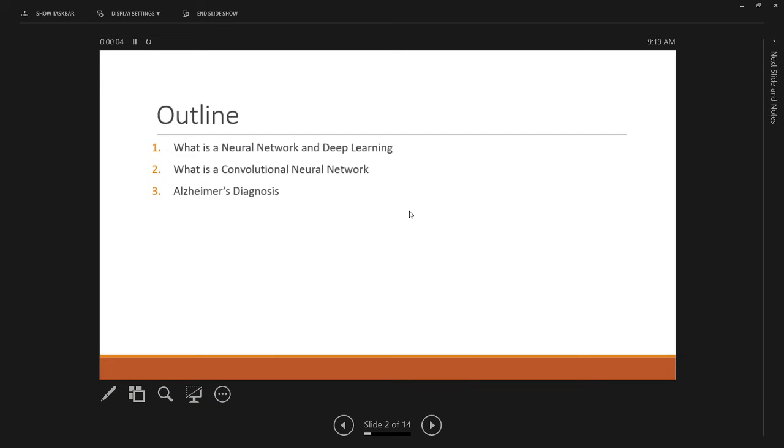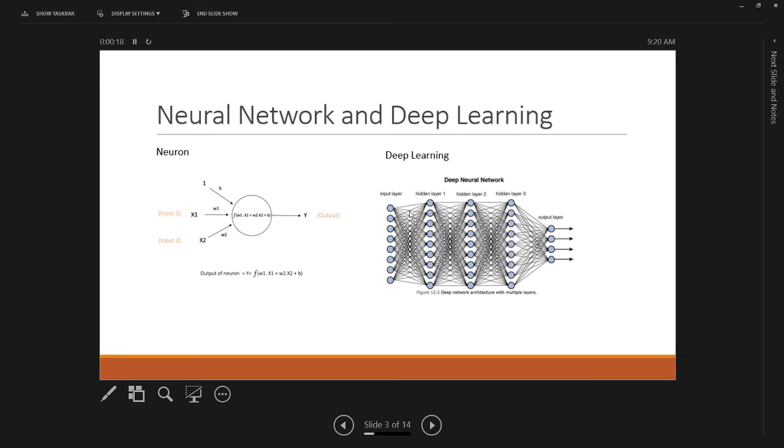Okay, so in this series of slides, I'm going to introduce to you three things. One is, what is a neural network and deep learning? Second is, what is a convolutional neural network? And finally, I will talk about the project that I did called Alzheimer's diagnosis. So first, what is a neural network and deep learning?